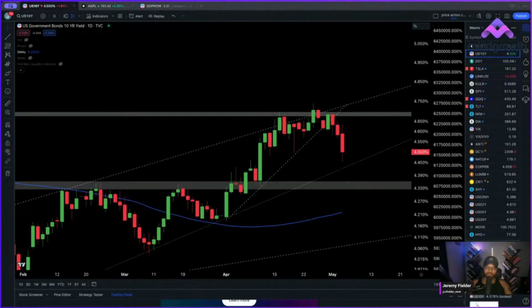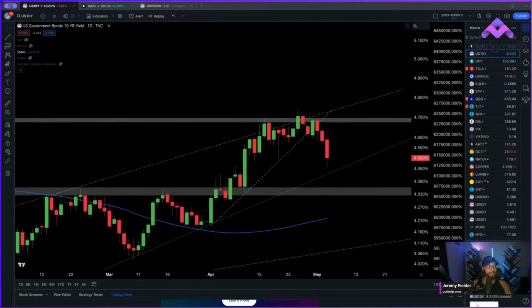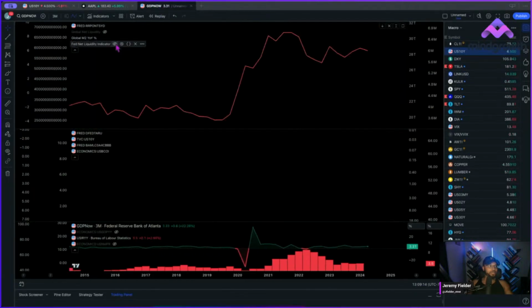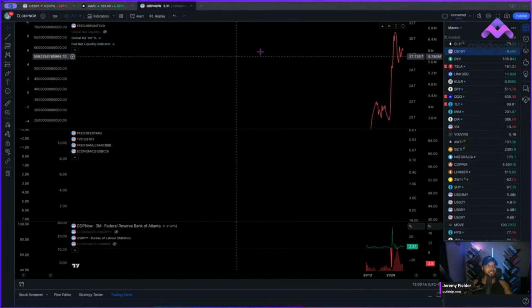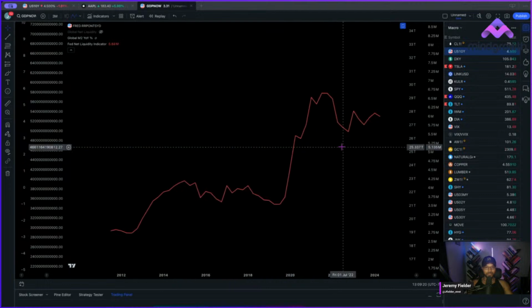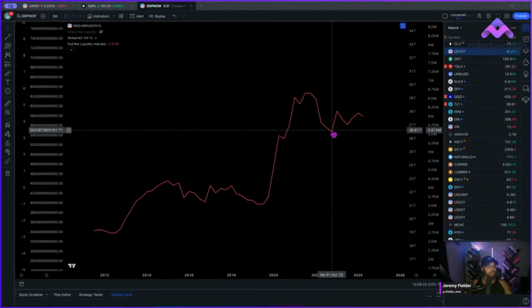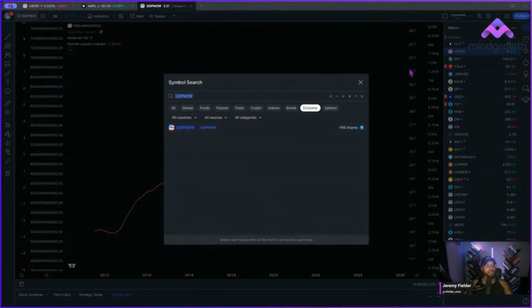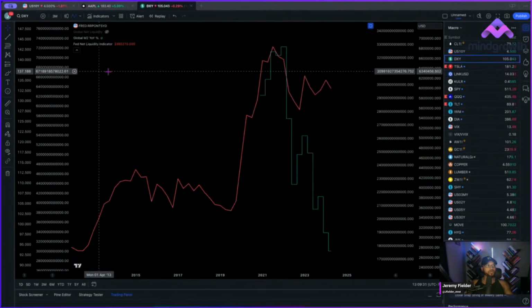Also Powell said, I don't see stagflation. GDP is at 3%. There's no stagflation here. And I'm looking at this Fed net liquidity. Which one? Where is it? Here we go. Why does this look so weird? Oh, I'm on the 3-month. GDP now. No, I don't want to see that. Let's just go to the dollar here.